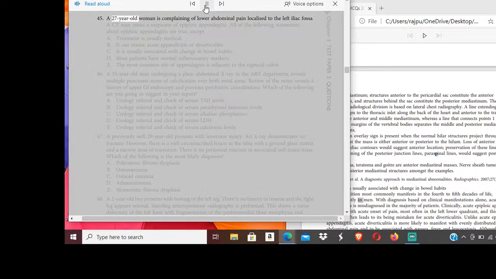45. A 27-year-old woman is complaining of lower abdominal pain localized to the left iliac fossa. A CT scan raises a suspicion of epiploic appendicitis. All of the following statements about epiploic appendicitis are true, except A. Treatment is usually medical. B. It can mimic acute appendicitis or diverticulitis. C. It is usually associated with change in bowel habits. D. Most patients have normal inflammatory markers. E. The most common site of appendicitis is adjacent to the sigmoid colon.